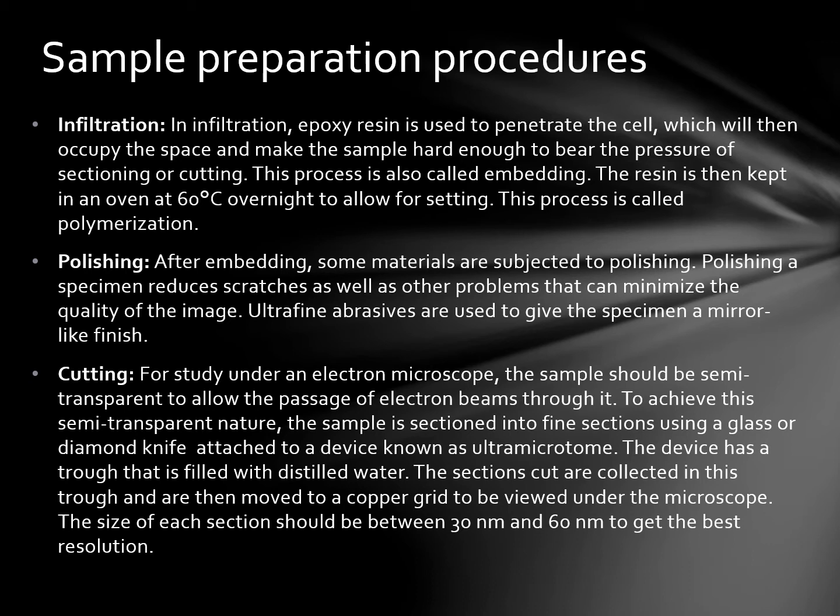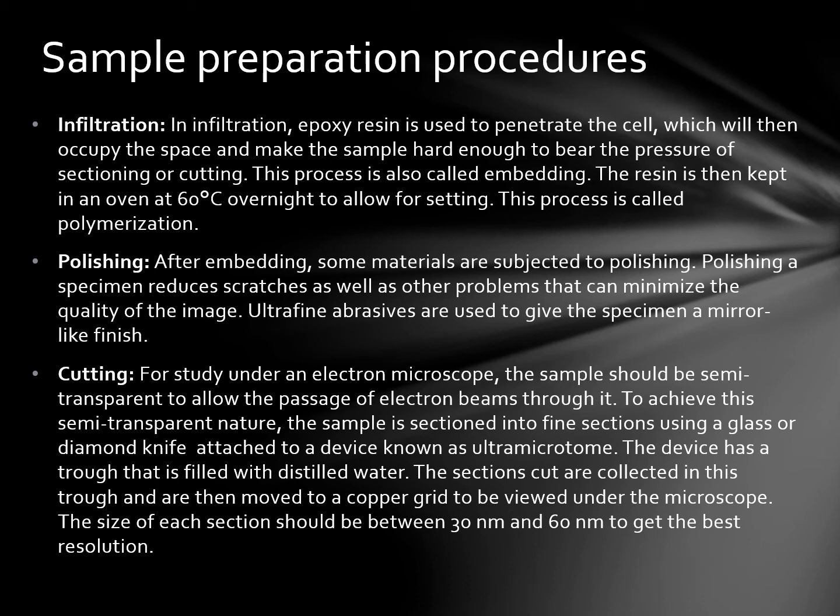Then we have polishing. As we mentioned, we need the sample to be completely uniform and flat. After embedding, some materials are subjected to polishing. Polishing specimens reduces scratches and other defects. So this helps remove anything that can minimize the quality of the image. Ultrafine abrasives are used to give the specimen a mirror-like finish. Then we have cutting. So this is a very crucial and final step.